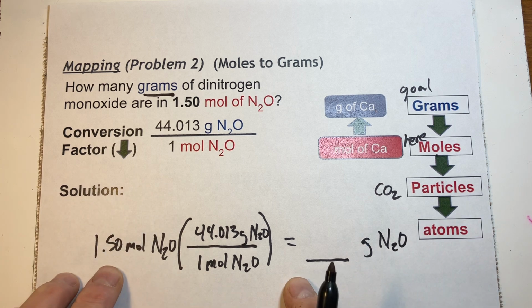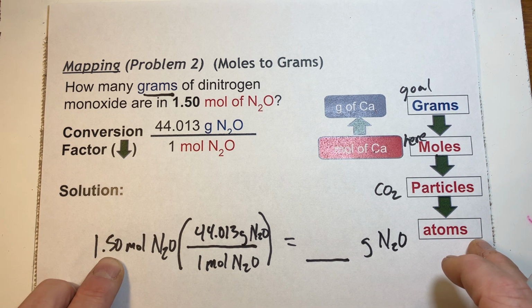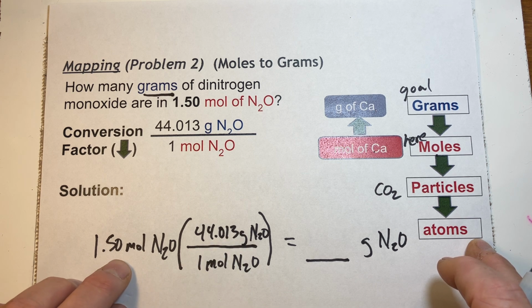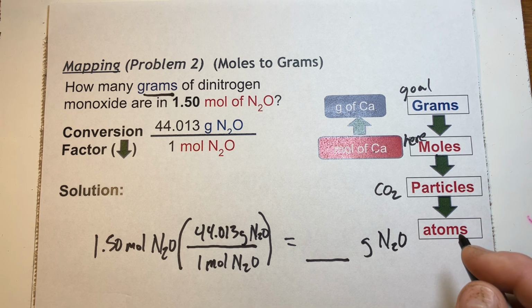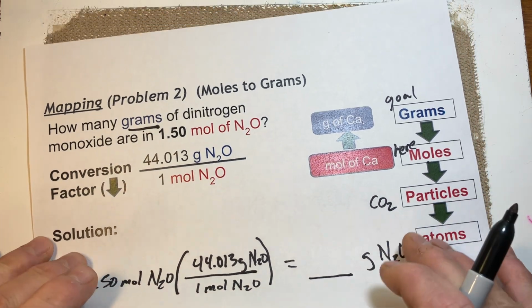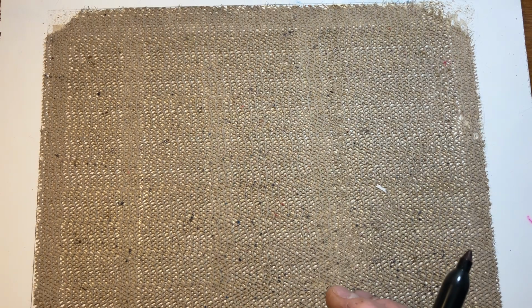And that would be a pretty straightforward calculation. 1.50 times 44.013. I mean, we'd keep the 3 sig figs. Pretty easy. So we'll have some harder ones in class.